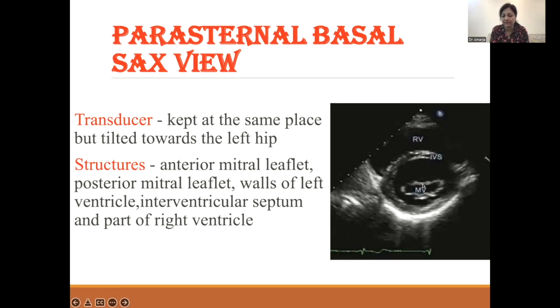So what do we assess in this? These views are of particular importance if you want to assess mitral valves. Okay, so this is the mitral valve which will be seen, and it is seen very distinctly in the images. So this is the anterior mitral leaflet. Okay, our probe is here, so this has to be the anterior side always. This is the anterior mitral leaflet. This is the posterior mitral leaflet. LV is seen. This is the LV. These are the walls of the LV, the interventricular septum, and a part of the right ventricle is always seen. Okay, so this was about the parasternal basal short axis view.